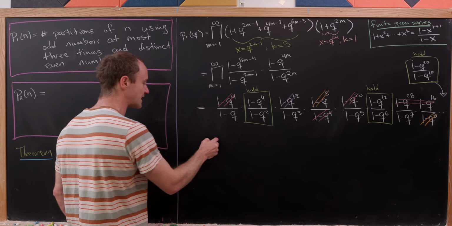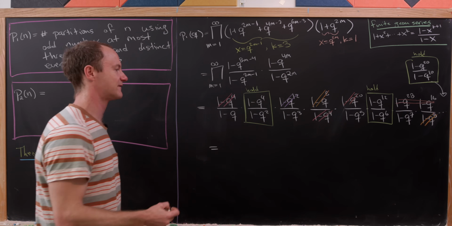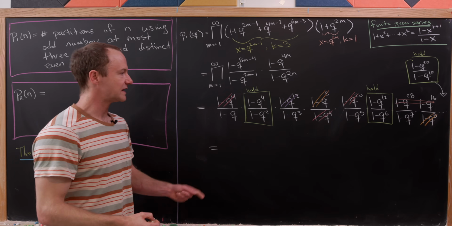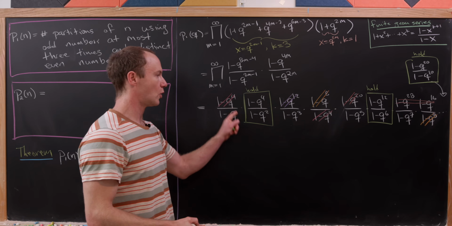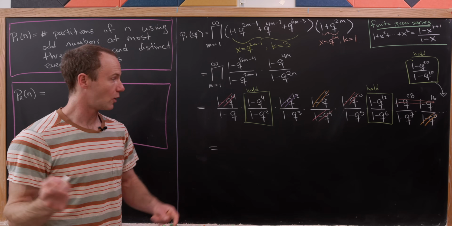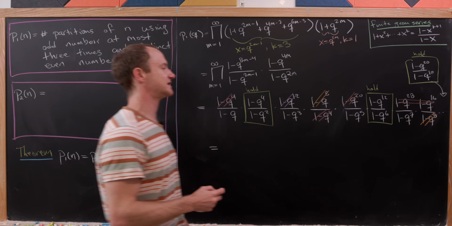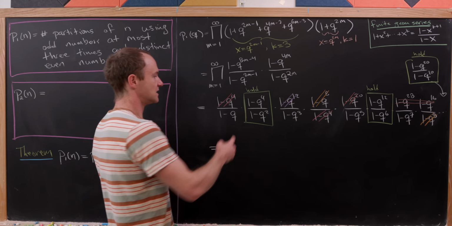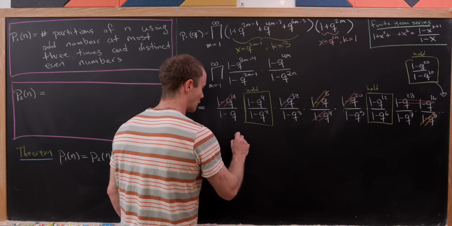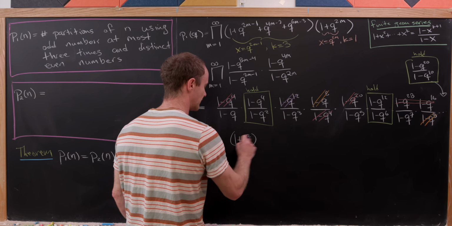But now let's rewrite this with everything that's left over. What I'm going to do is take these holds, the things I said to hold, and rewrite them using our finite geometric series sum in reverse. So that means I can rewrite this as 1 plus q squared in the numerator.